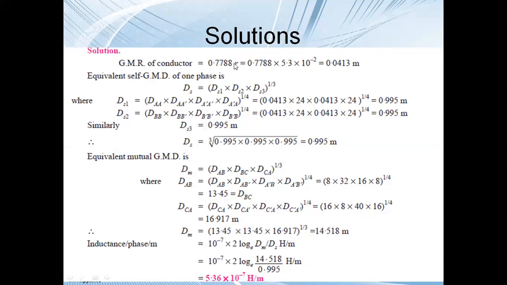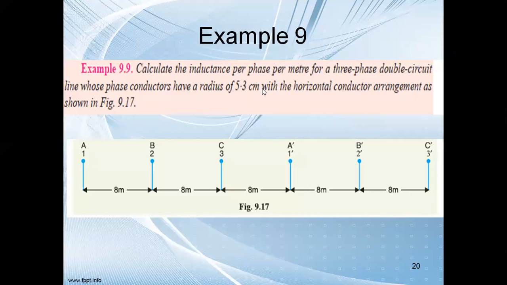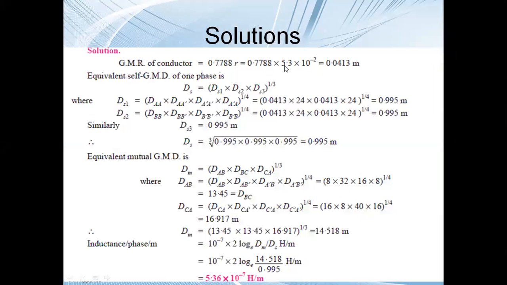GMR of the conductor is 0.7788 R. So R is given, it is 5.3 centimeter radius. So 5.3 into 10 to the power minus 2, you have converted it into meter. So wherever you have the self GMR value, you have to substitute that. Now DS2 is the fourth root of DBB into DBB dash into DB dash B dash into DB dash B. And similarly, you have to calculate DS3. Now DS will be equal to the cube root of DS1 into DS2 into DS3.